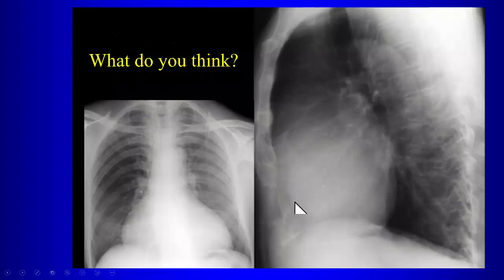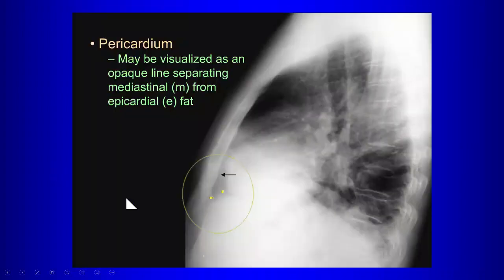What is this? This lucency here is what? Epicardial. That's epicardial fat. This lucency out here, mediastinal fat. The area in between, the fluid. That's the pericardial fluid, right? So that's how we get the sandwich sign on the lateral chest radiograph. So that finding on the lateral chest radiograph is a finding of a pericardial effusion.